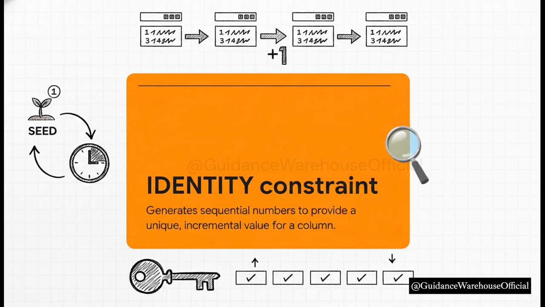You just give it a starting seed and an increment. For instance, an identity of 1, 1 means start at the number 1, and every time a new row is added, increment the next one by 1. The database handles it entirely in the background. This is usually the perfect tool for generating our primary key, which is basically the master ID for a record.